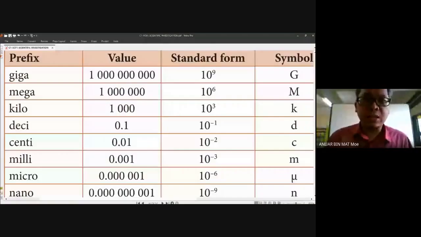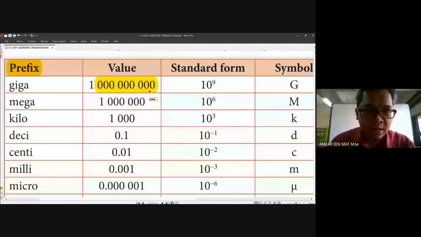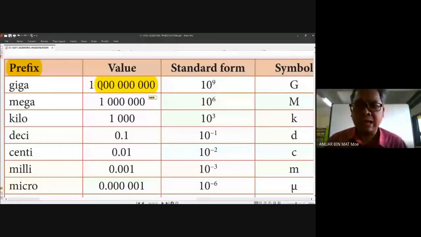For example, the value of 1,000 million or 1 billion. How many zeros is this? You have 1, 2, 3, 4, 5, 6, 7, 8, 9. You have 9 zeros. It is not practical for you to write the 9 zeros in the actual value, right? That's why we have the name prefix. So what is the prefix for 1 billion, or 1,000 million? We have 9 zeros, right? So we call it giga.